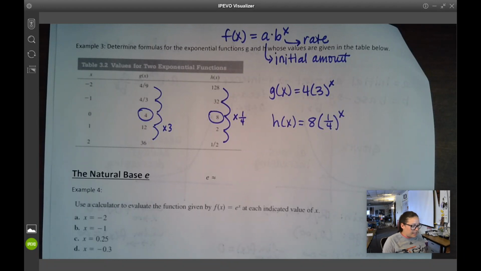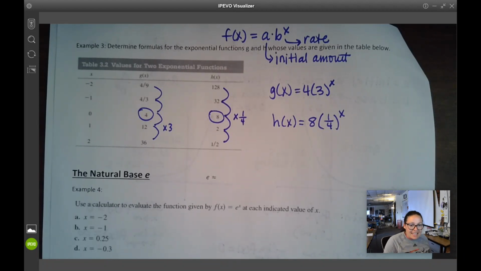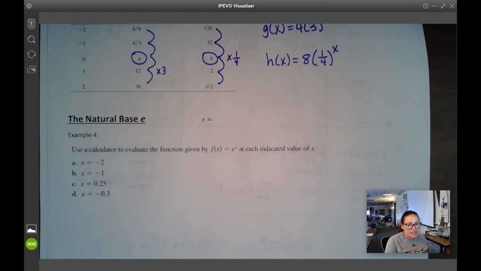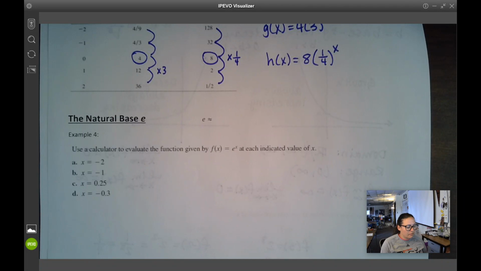Okay, last thing I want to talk about is e. e is this crazy number. Okay, e is kind of like pi in that it is this constant that we use. It's an irrational number, right? It's this decimal that goes on forever and ever and ever. And instead of using the number to represent it, we use this symbol. And in this case, we use e.